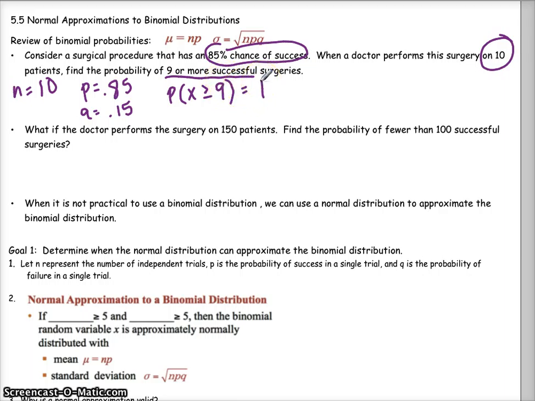Recall that we would need to find the probability of 9 successful surgeries and then add to that the probability of 10 successful surgeries. We stop with 10 because that is our sample size. Now, how do we find the probability of 9 and the probability of 10? Well, because this is a binomial probability, we will use the binomial distribution table in the back of your textbook. So if you will turn to page A8, that is where that table begins.